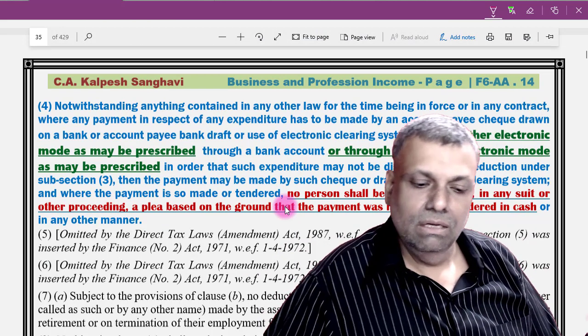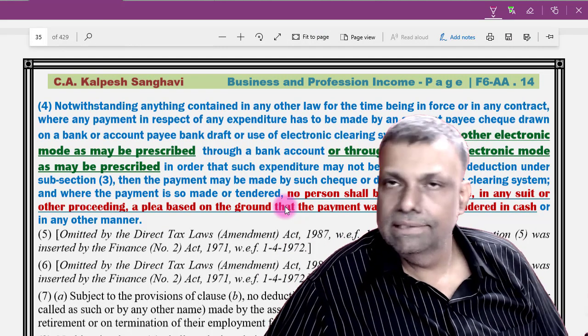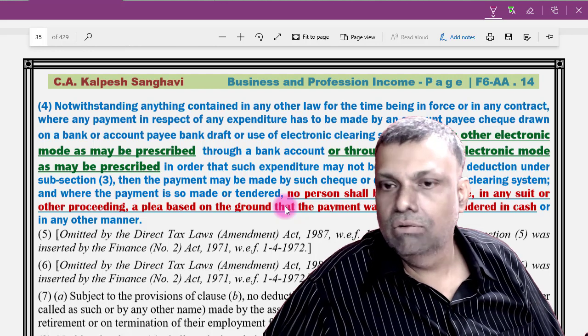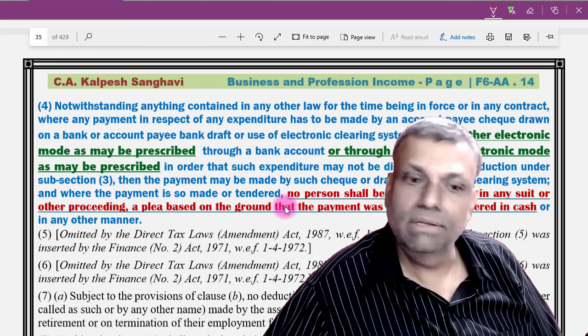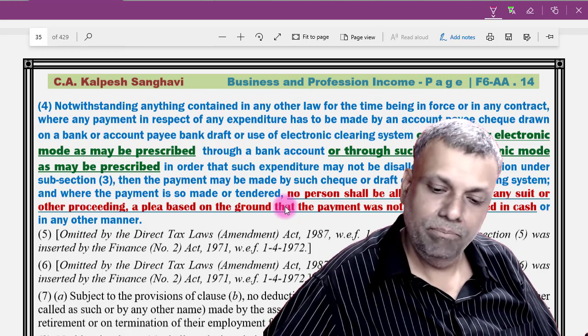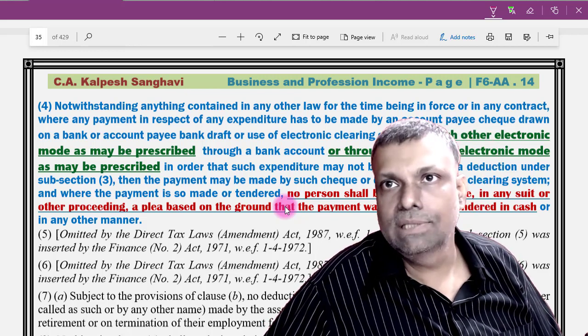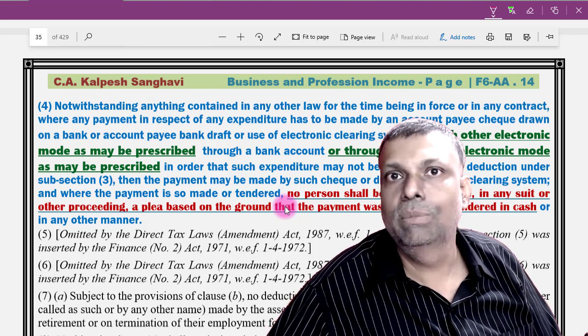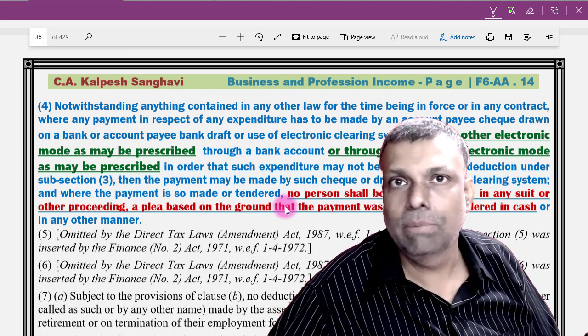Now this is sub-clause 4, which is again not very relevant in the given question, but I am doing very conceptual things, so I want to bring this to your notice. Now see, the income tax provision says that you should not pay cash, and if you pay cash, then there will be a sort of disallowance. There is a dislike by the lawmaker.